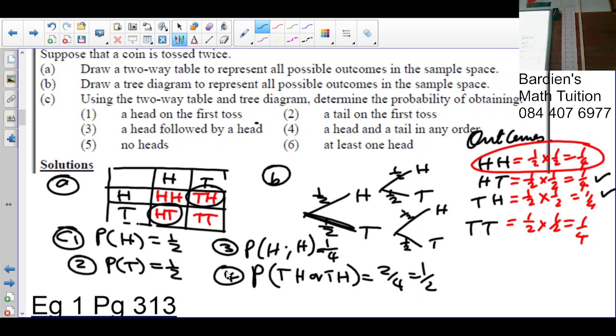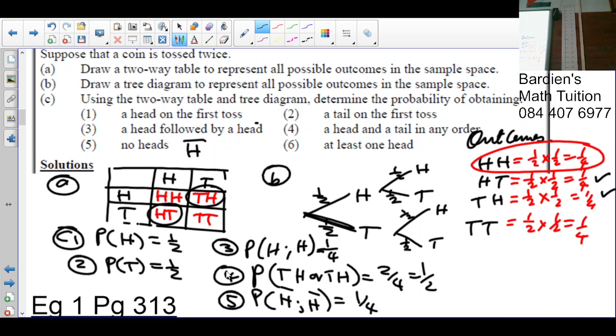Okay. Did you get number 5? Number 5 says no heads. So no heads means to say what? It means tails, tails. Why? Because heads, heads contains a heads. Heads, tails contains a heads. Tails, heads contains a heads. It's only tails, tails. So you see the H with the bar on top means no heads. So the probability of no heads would be 1 over 4, which means it's tails, tails only.